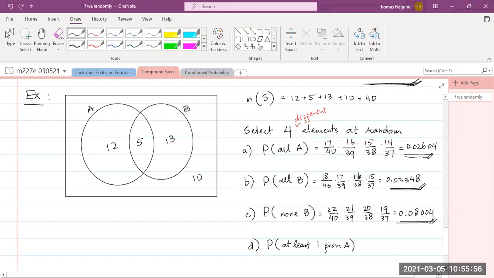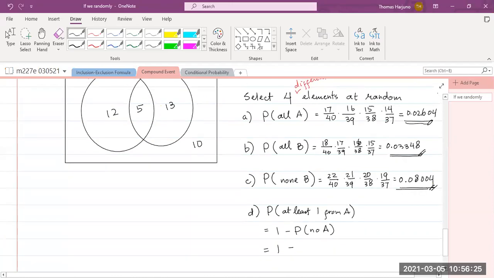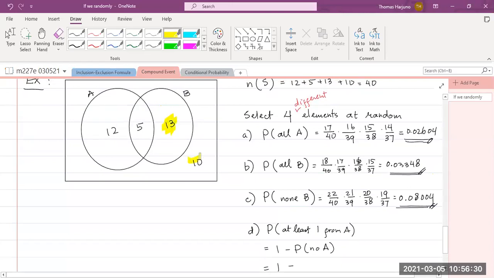The hard one is at least one from A. At least one from A means 1 minus the probability of no A. Now we need to compute that first, the probability of no A. How many no A's? How many outside of A? Outside of A, there are 13 plus 10, there are 23 outside of A, right?